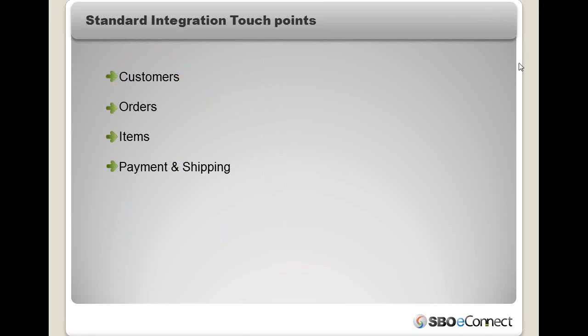These are the standard integration points between Magento and SAP Business One where the data are exchanged. Customer, order, items, payment, and shipping information are exchanged between the e-commerce platform and the ERP system. So let's get into the detail of the first integration point, which is customer.